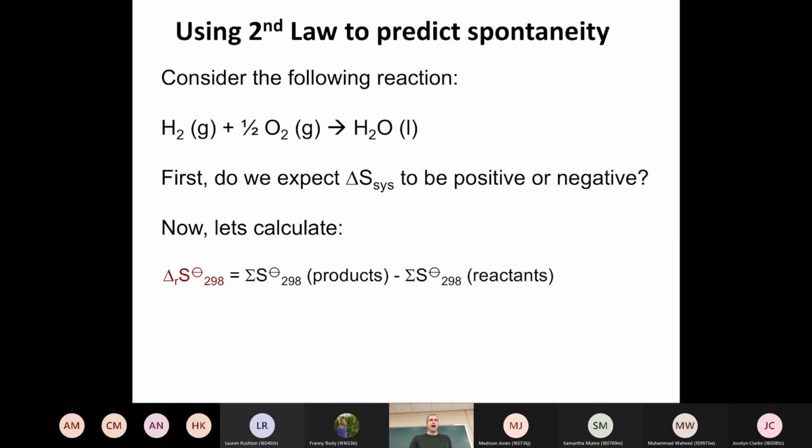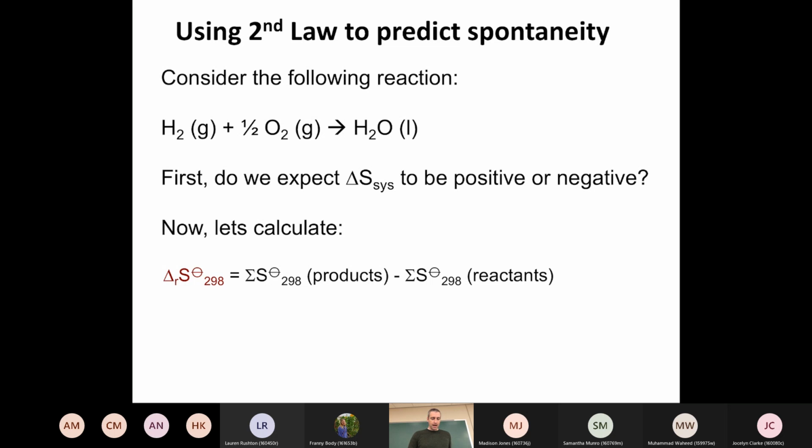Okay, so I think now we're ready to fully deploy the second law of thermodynamics because we know how to calculate the delta S of the surroundings, and we now know, using enthalpies and standard molar entropies, how to calculate delta S of the system. If we put the two together, then we can figure out the delta S of the universe.